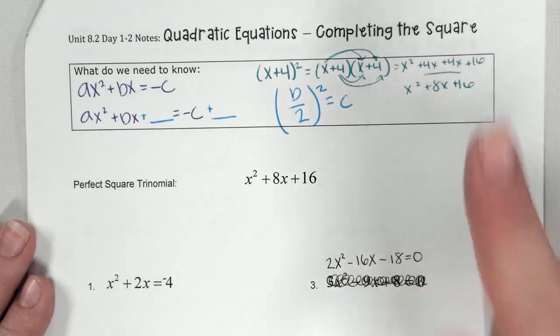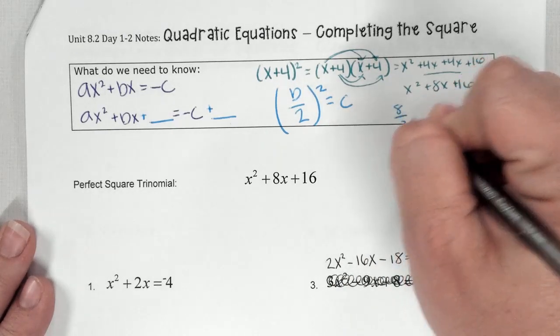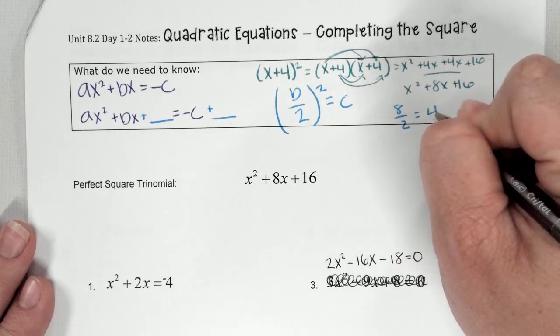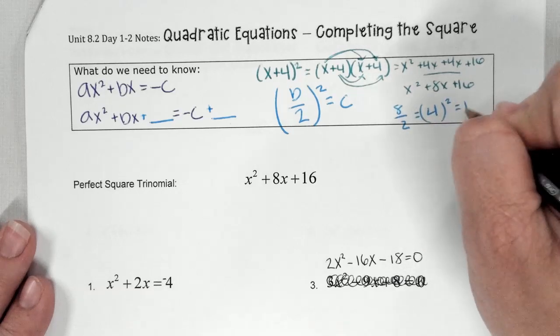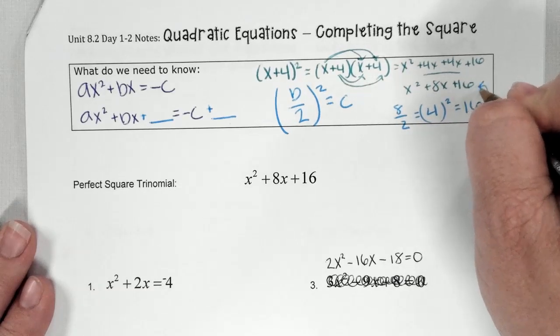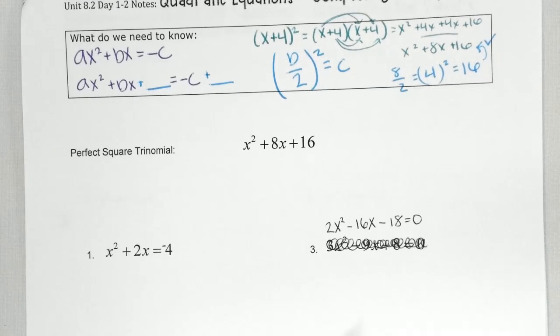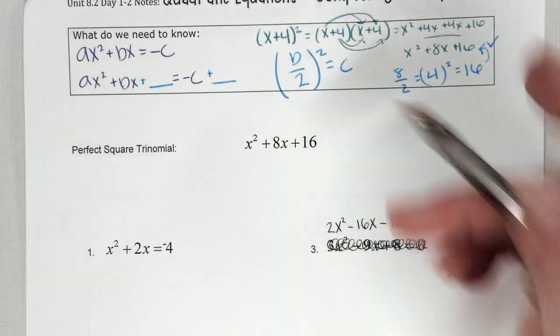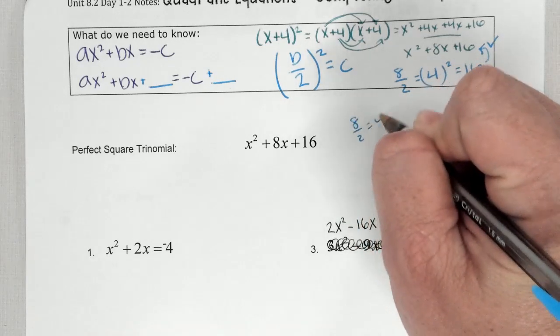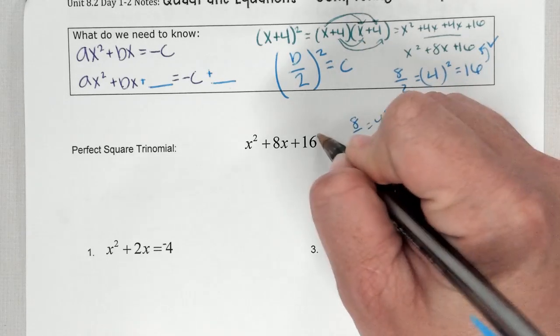So what's 8 divided by 2? 4. And what's 4 squared? 16. Did it work? Yeah. That's why it's a perfect square. So if you had 24 in the middle, this would not be a perfect square trinomial. Okay? So when we know, because we just did it, b over 2 is 4, 4 squared is 16, this is a perfect square.